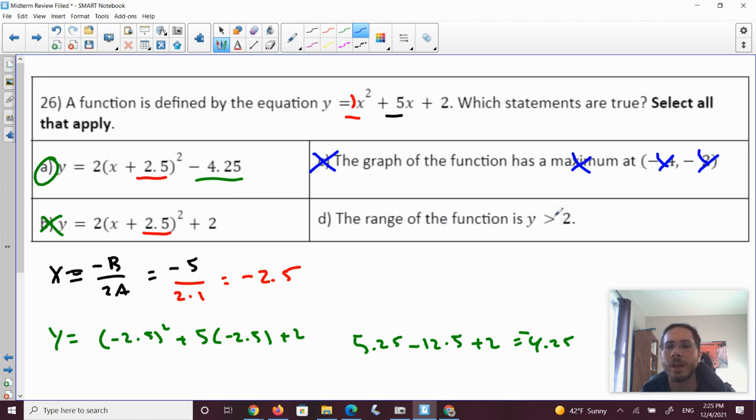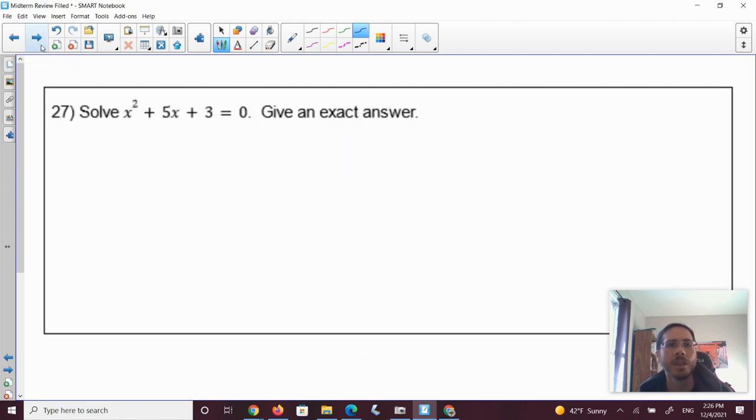The range of the function is y is greater than 2. We got a y value of negative 4.25, so we want to be greater than negative 4.25, not greater than 2. So I think we're going to be choosing A in this case. So A is going to be the only one, even though it says select all that apply. In this case, only one applied this time. But we did have to check all of them to make sure that the other ones don't work. All right.